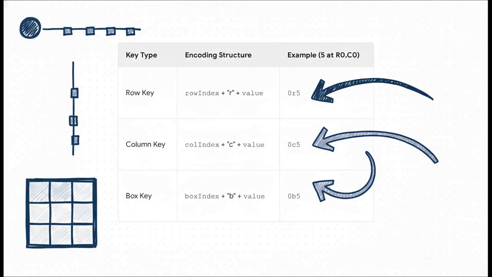Now let's really break this down, because this is the secret sauce. Imagine we find a 5 in the very top left corner. That's row 0, column 0. We don't just add the number 5 to our set, no. We create 3 totally unique strings. 0R5 basically says, I've seen a 5 in row 0. 0C5 says, I've seen a 5 in column 0. And 0B5 says, I've seen a 5 in box 0. See what's happening? If we see another 5 later in that same row, it'll try to create the exact same 0R5 string, and our set will catch the duplicate instantly.